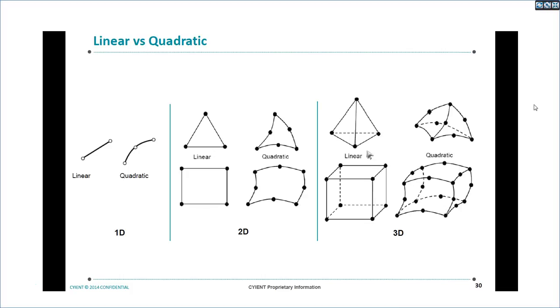Similarly, in 3D, we have various formulations. One is tetra and brick. Linear tetra will have four nodes, and quadratic will have ten nodes. Similarly, in brick, we have eight nodes in linear and 20 nodes in quadratic.